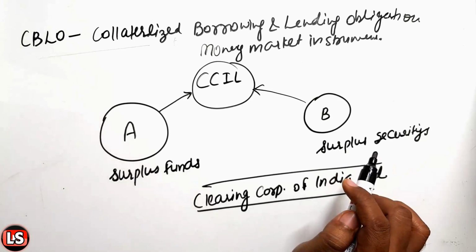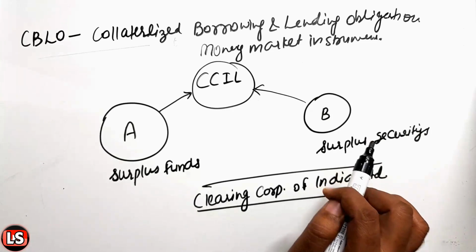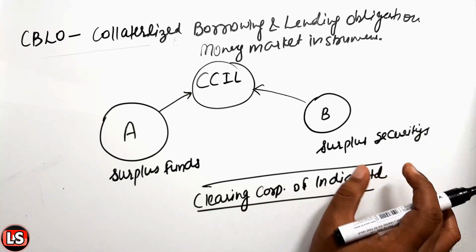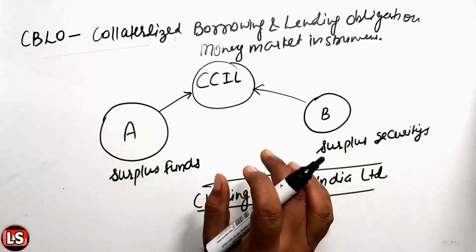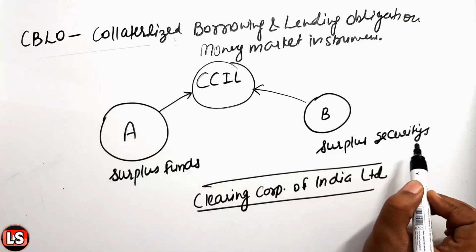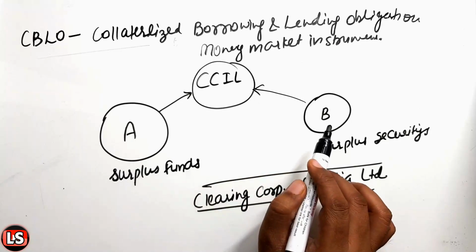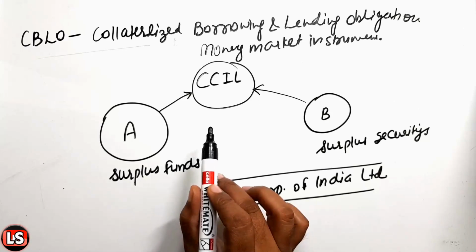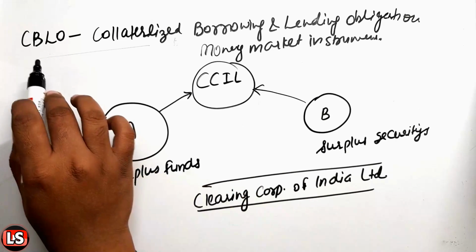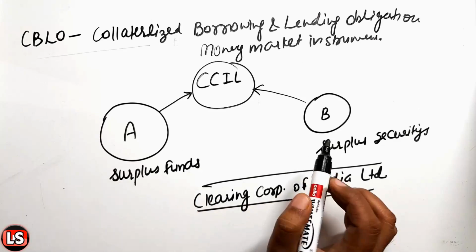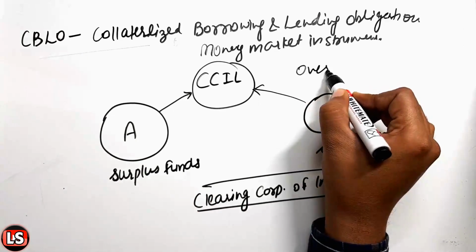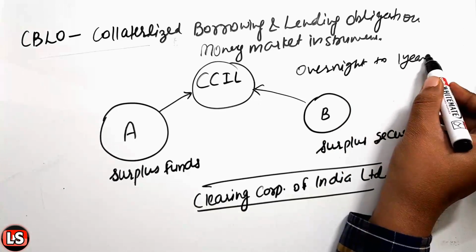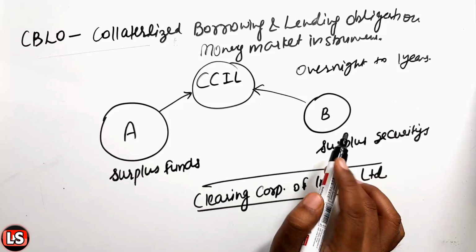On the basis of these approved securities, if B wants to borrow, then B has to put these securities with CCIL, and CCIL, against these securities, will lend to B on behalf of A. The money borrowed in the CBLO platform can be borrowed from overnight to 1 year. Overnight to 1 year means from 1 day to 1 year, depending upon the requirements.